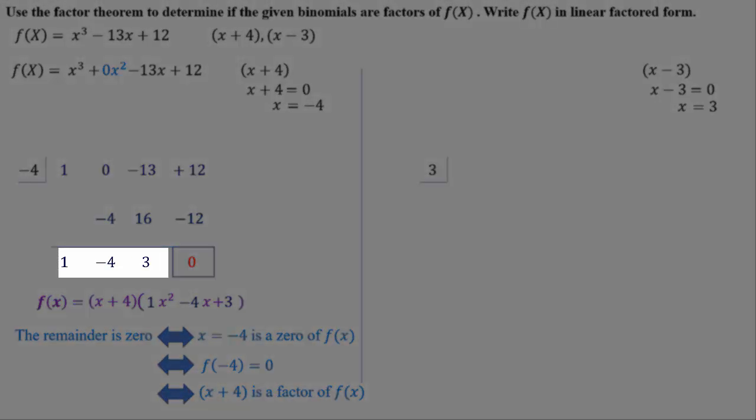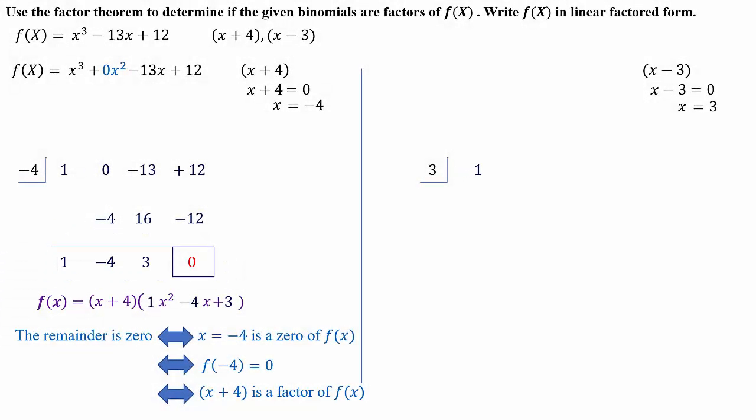Instead, we can use the coefficients of the quotient, which are 1, negative 4, and 3. We can start our synthetic division. As usual, the first coefficient drops down. Then 3 times 1 is 3. Now negative 4 plus 3, that would be negative 1.